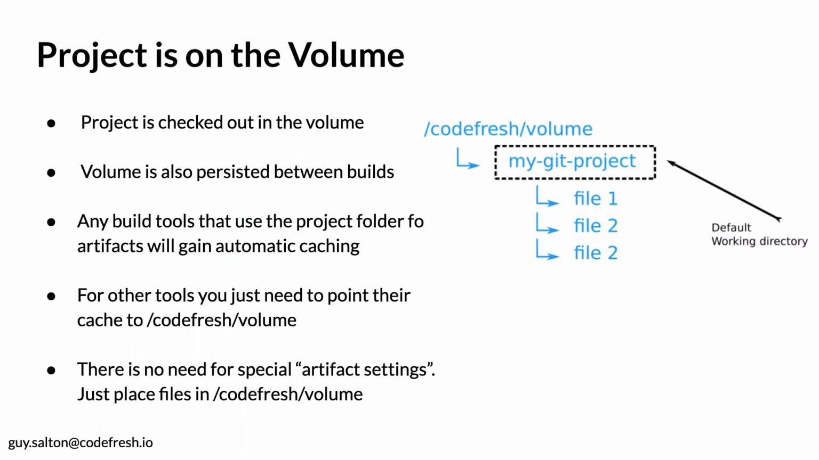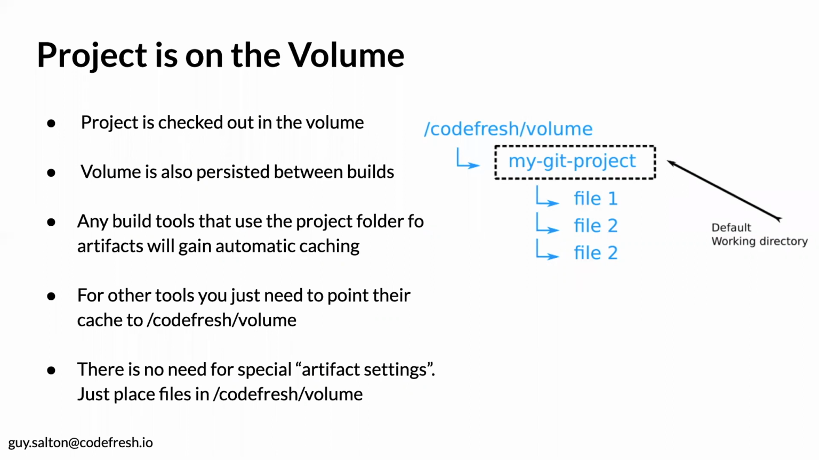This makes all cache settings and artifact settings obsolete because you know as a developer that everything you have in your project folder and also any cache folder you have, it will be automatically available in all of the pipeline steps. And this is also a great way to cache subsequent builds for the same pipeline.